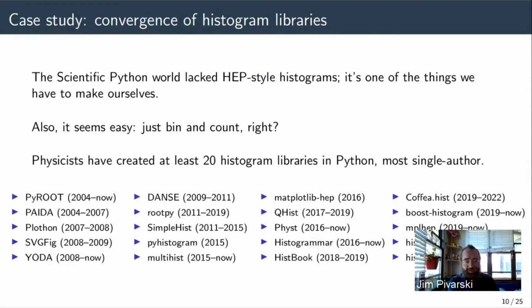Well, in fact, it's so easy that physicists have created at least 20 libraries in Python. I actually followed up on all of these. These are all physicist histogram libraries. So this is clearly too many, but most of these didn't really take off. Some of them really did. Okay, page 11.